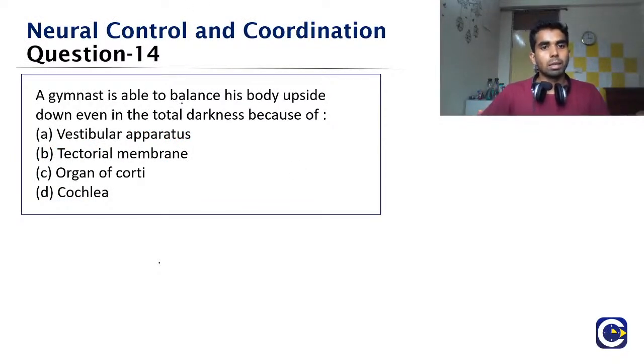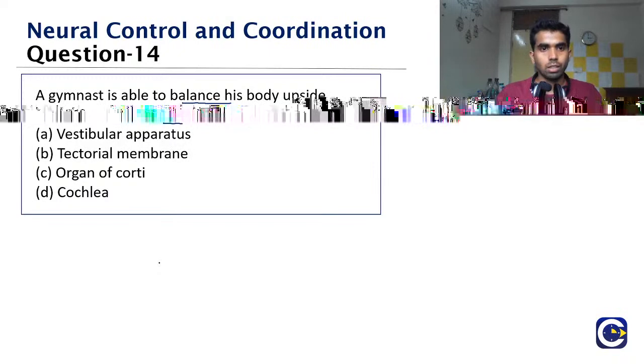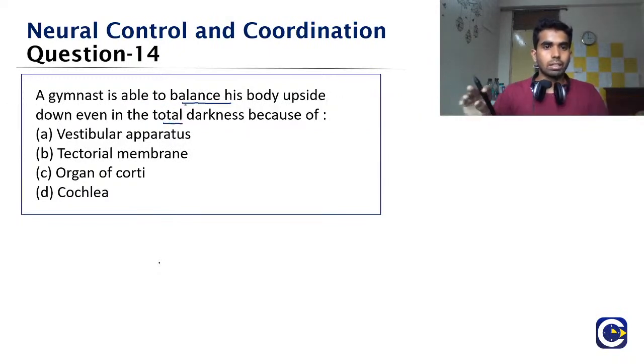Now coming to question number 14. A gymnast is able to balance his body upside down even in total darkness because of... See, when you enter inside a room, then also you cannot see the things inside the room. Then also you do not fall because you can balance your body. And why is it so? There has to be a specialized organ that can maintain this balance even if the eyes are not working.